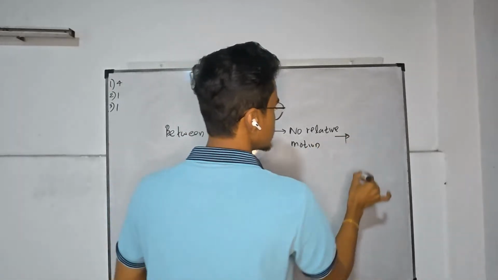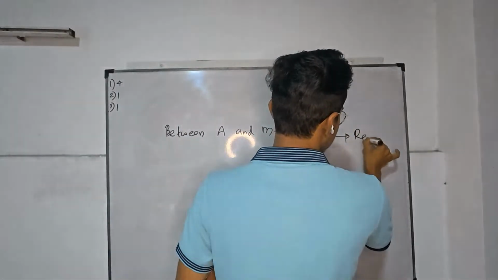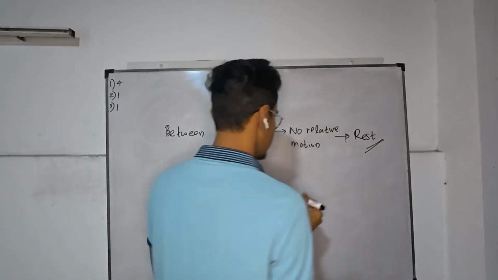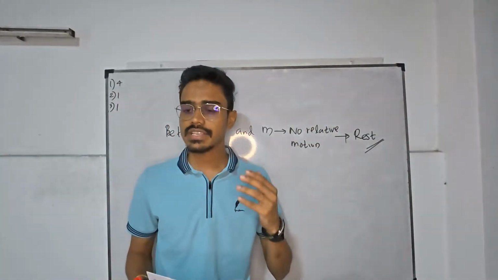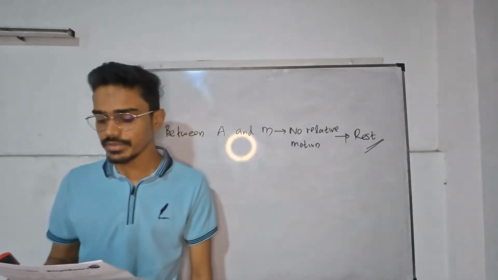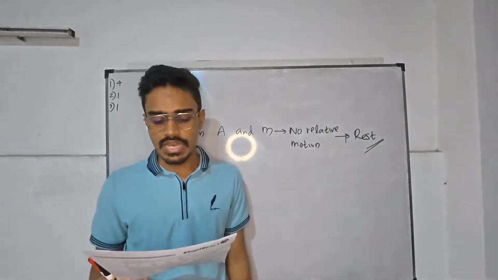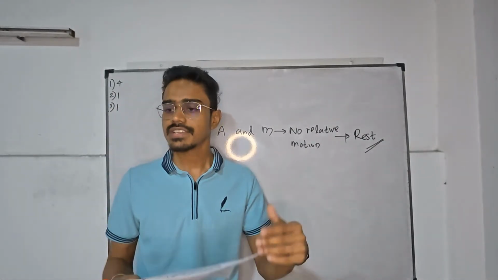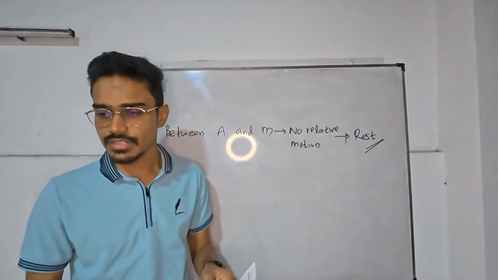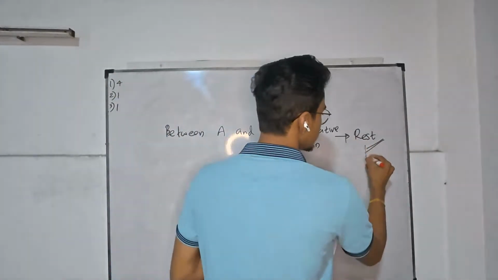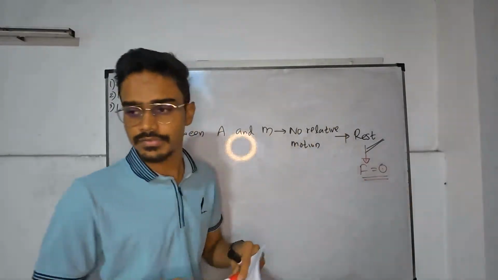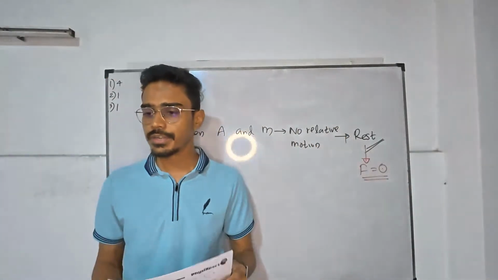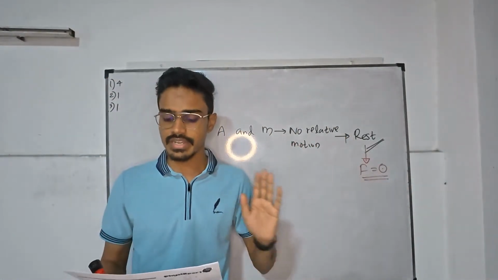No relative motion means what he sees is that M is at rest, because there's no relative motion there. So according to A, there's no force, because if it is at rest, force is zero. Therefore, according to A, there is no force acting on simple M.